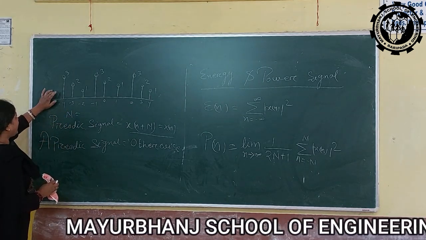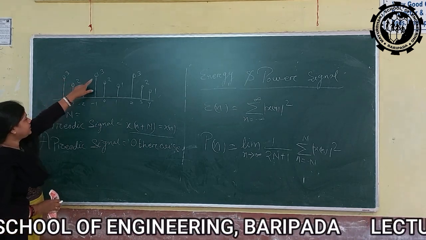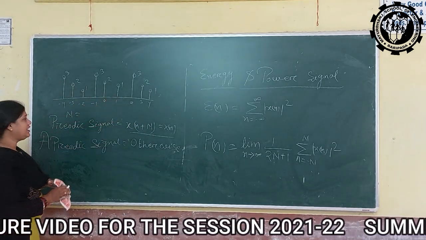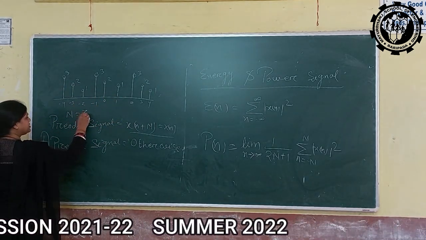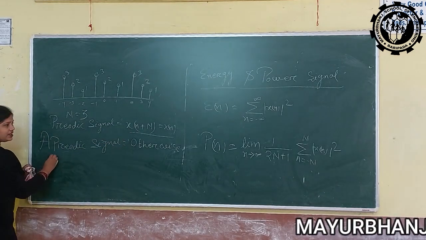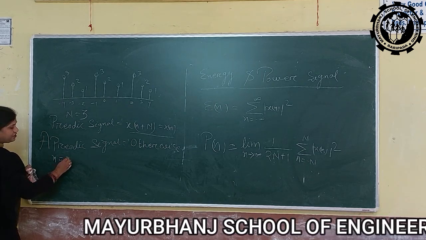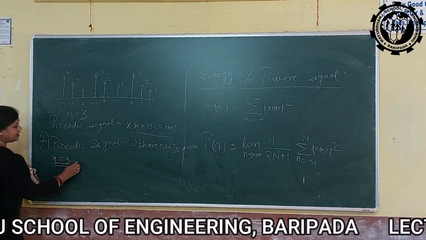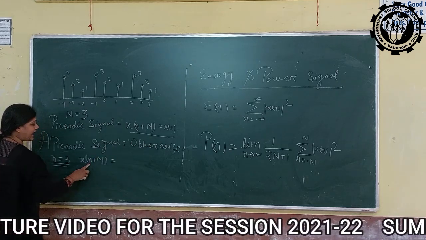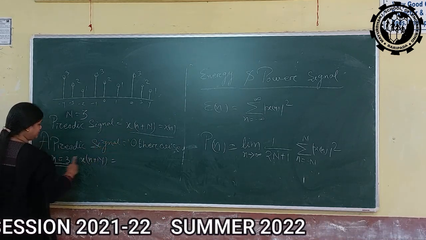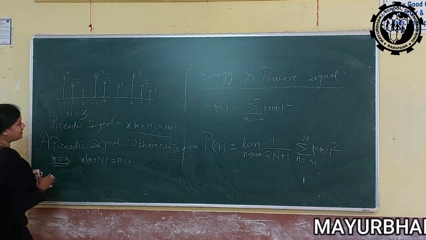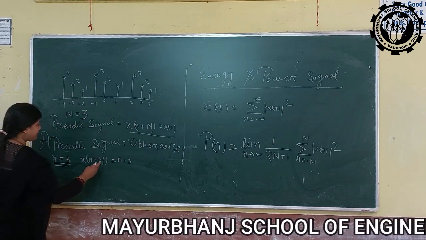Observe that it goes 3, 2, 1, 3, 2, 1, 3, 2, 1. The same sequence repeats again and again. That means here the period is 3. So capital N is equal to 3, and we are taking n equal to 3, and its value is 3.